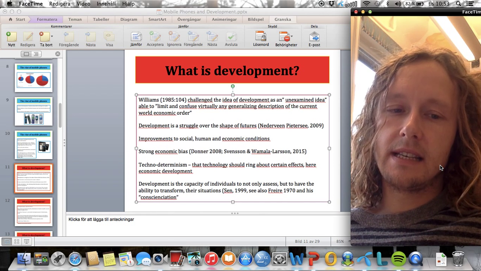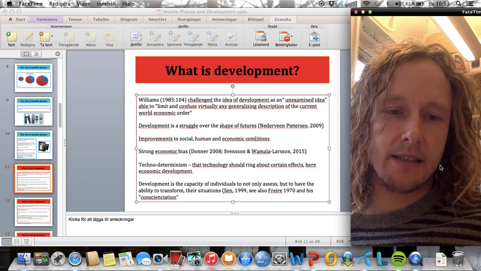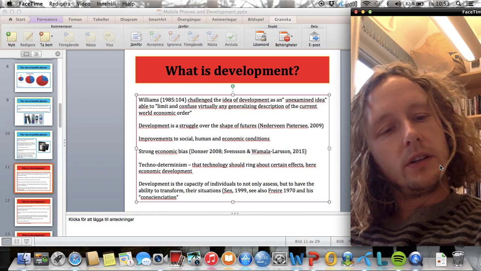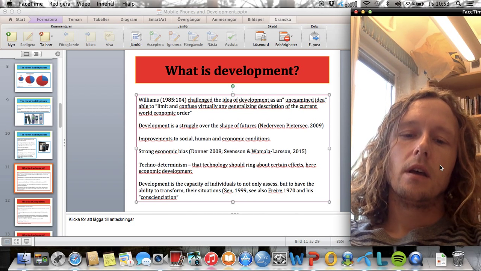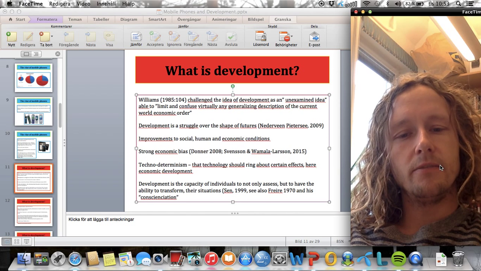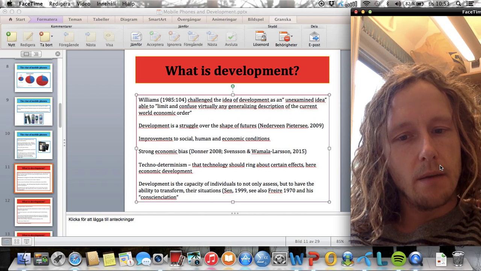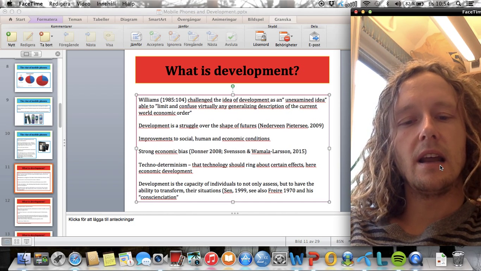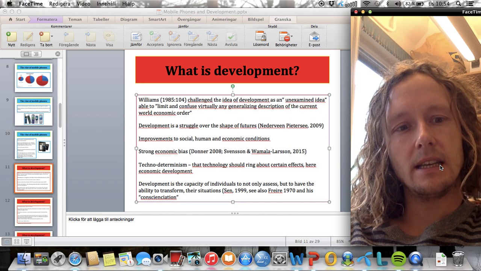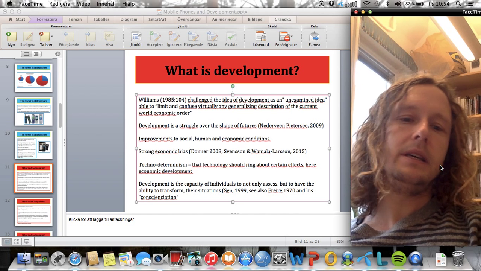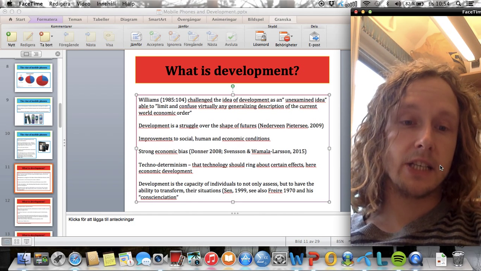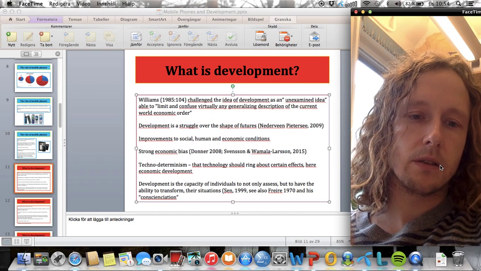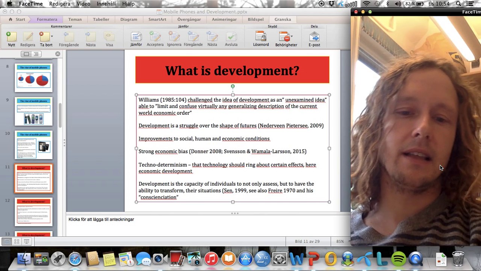capability approach, in the sense that we should not look at development as purely economic bettering of economic conditions, but we should also look at people and the capability of people, not only to assess, but to have the capability to transform their life situations. So the idea is that development happens if people are able to change their lives and the world they live in, or the world perhaps is too much, but at least the context they live in.